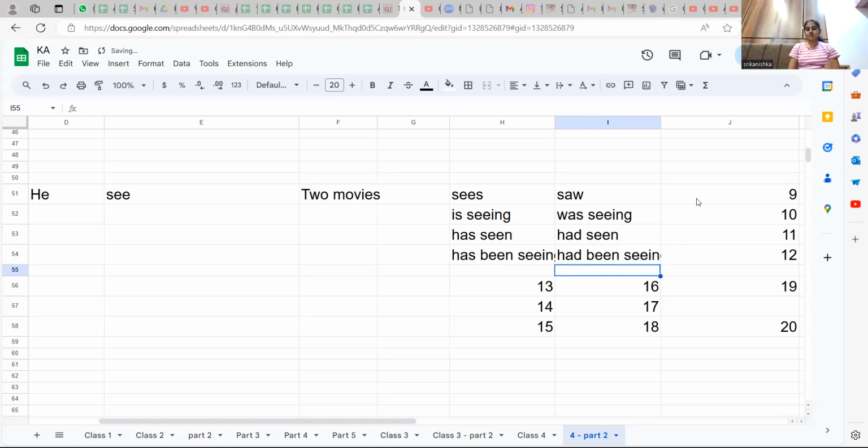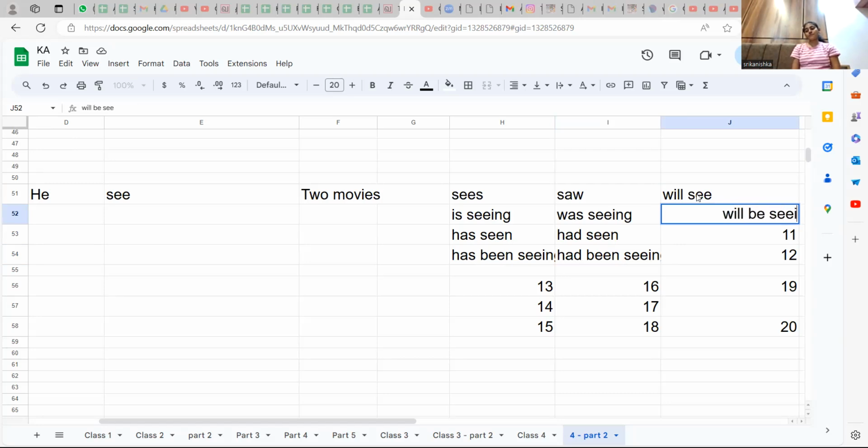Super. Number nine. He will see. Will okay. Be being. Will be seeing. Very nice. Will have seen. Yeah, every time you do this, you are practicing it. Such an important thing, because whatever mistake you have, the mistakes will be reduced. Number 12. Will have been seeing.